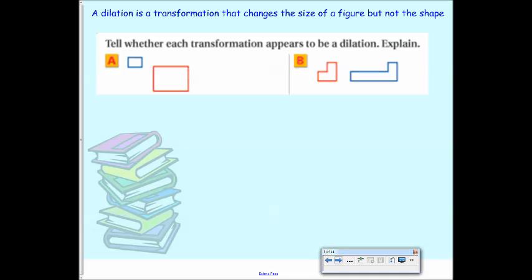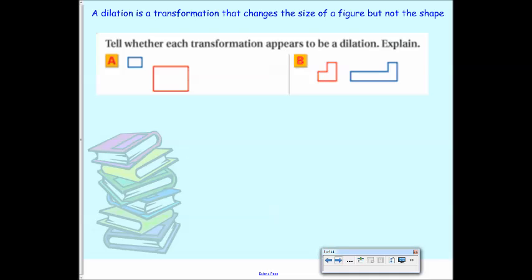So which one of these appears to be a dilation? Wait, which one's the first one? Is it that one? The first one? It doesn't matter, because it could be a dilation, but it could be a reduction or an enlargement, so it doesn't matter which is your first one. But do the shapes in A appear to be a dilation?